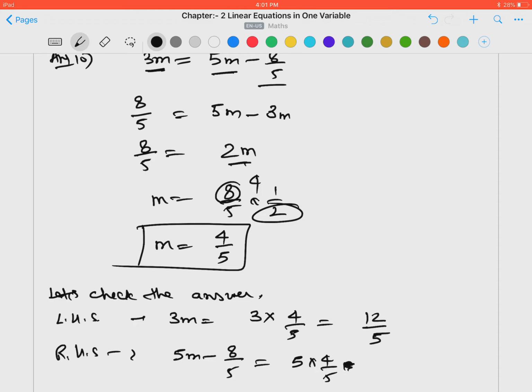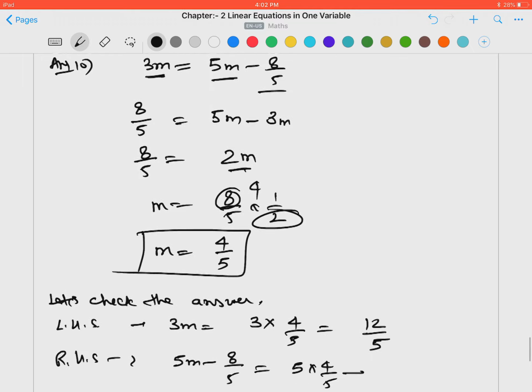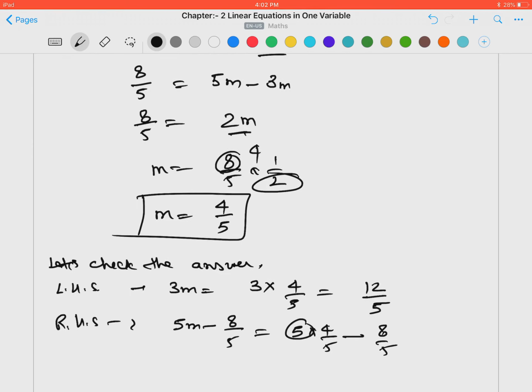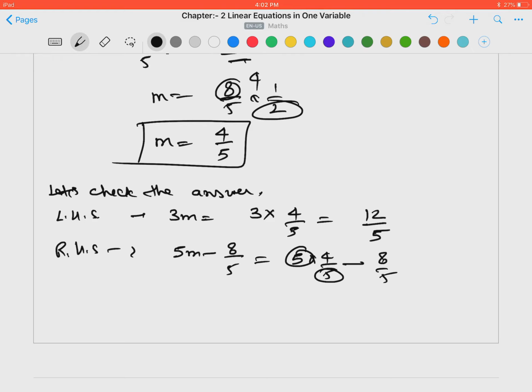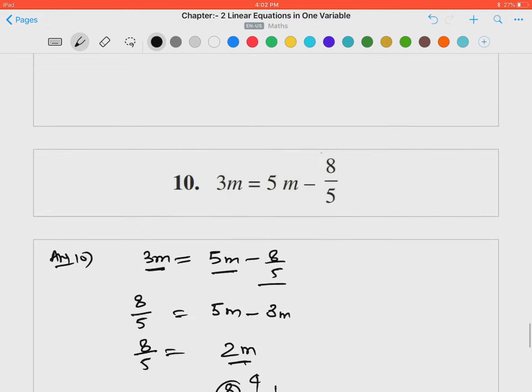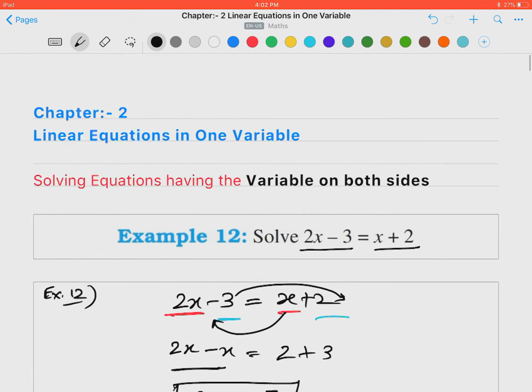Then we have minus 8 by 5. So these two 5s will be cancelled out, so what remains here is 4 minus 8 by 5. When you solve this, you will get 12 by 5. So as you can see, both side terms are equal, hence the answer is correct. So that's the solution of all the questions of exercise 2.3.